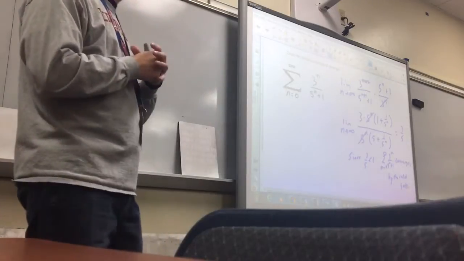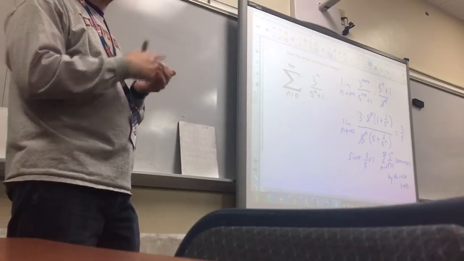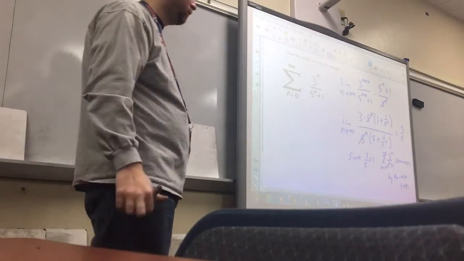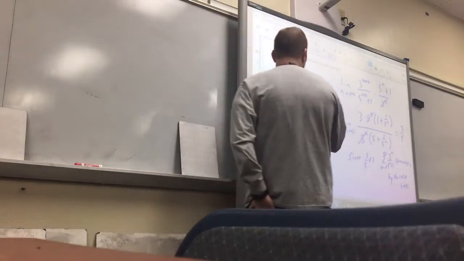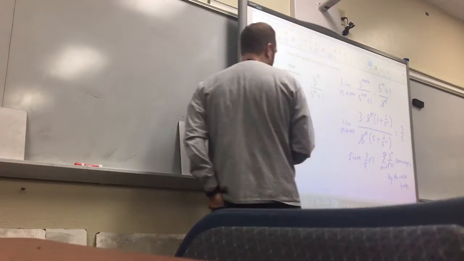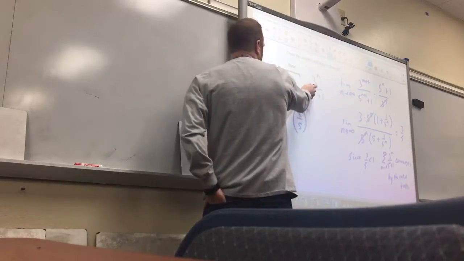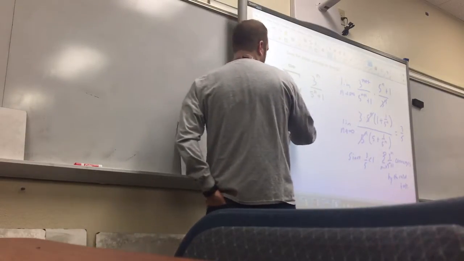Okay, other routes people went on this. We compared it to 3 over 5 to the n, which is geometric with an r value less than 1, so it converges. So 3 over 5 to the n is what compared to this? Greater.